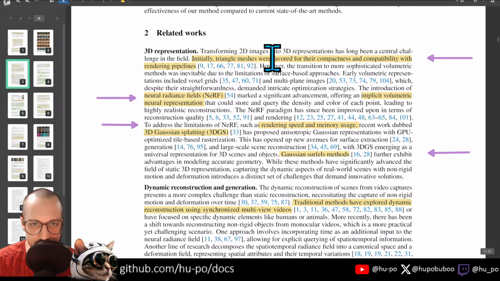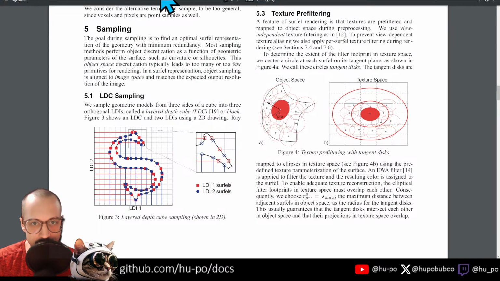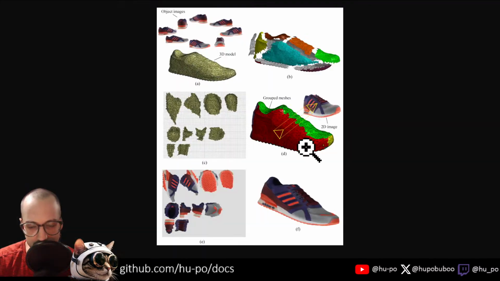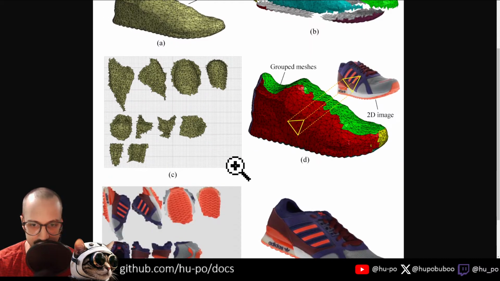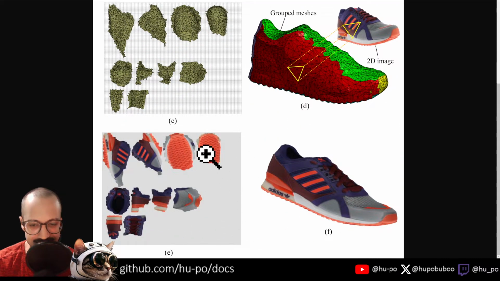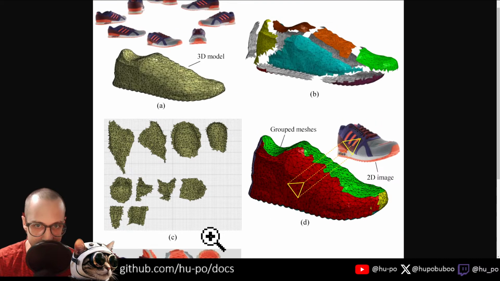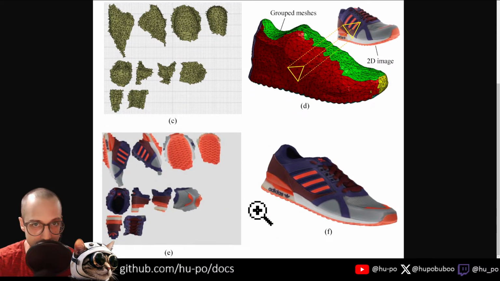Okay, so initially triangle meshes were favored for their compactness and compatibility with rendering pipelines. So I have here triangle meshes. Triangle meshes are the way that we've been doing 3D forever now, right? So basically you have this very explicit way of storing 3D information, which consists of two pieces. You have a mesh, which is composed of these triangles and vertices, and then you have a texture, and the texture is mapped to each of these planes that are defined by these triangles.